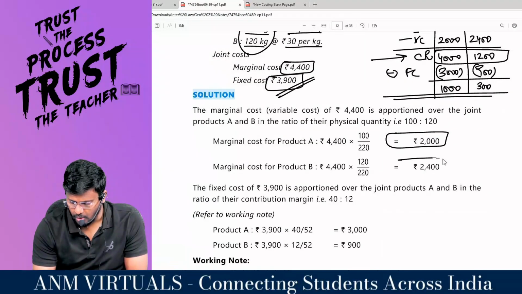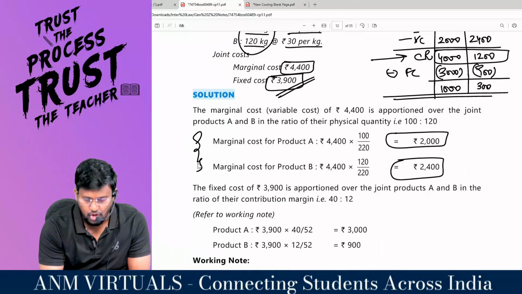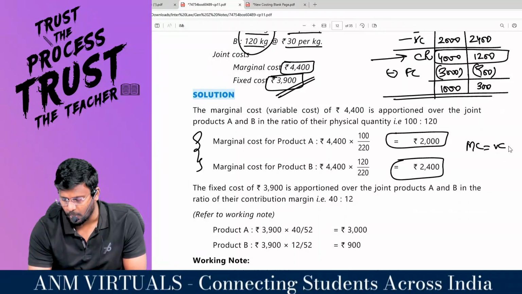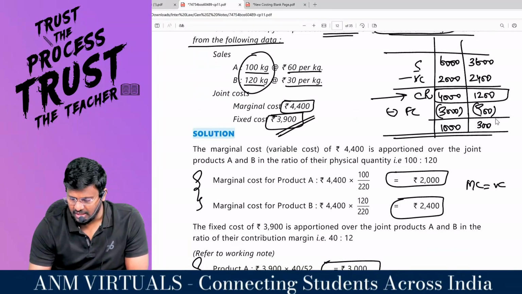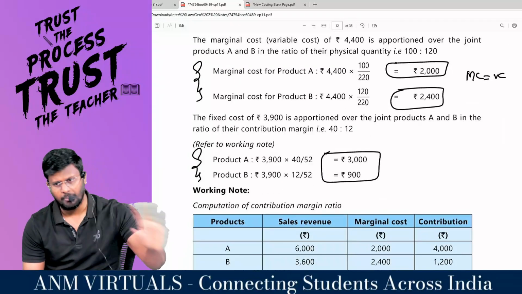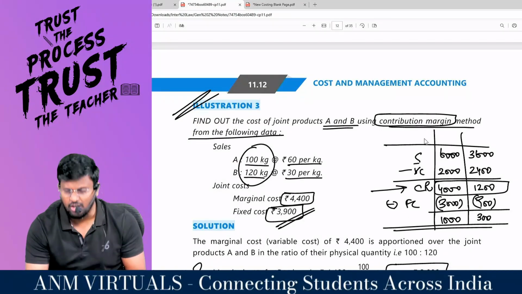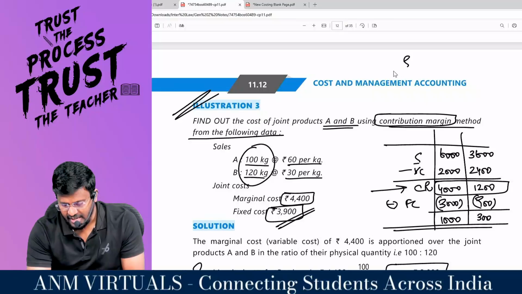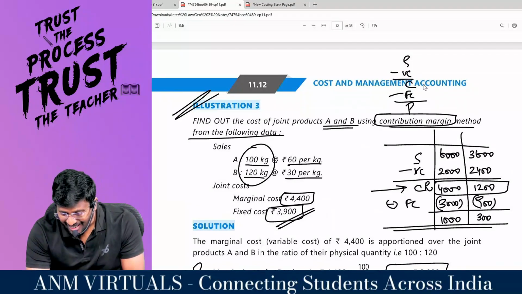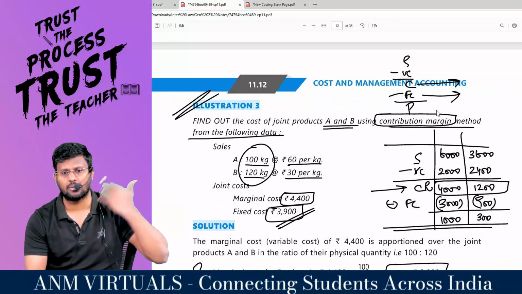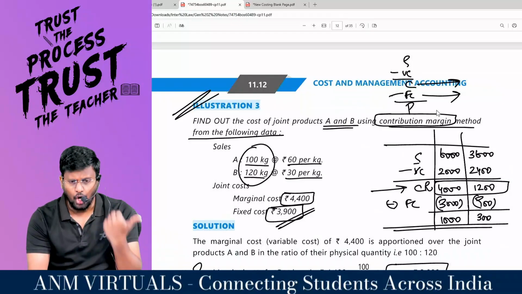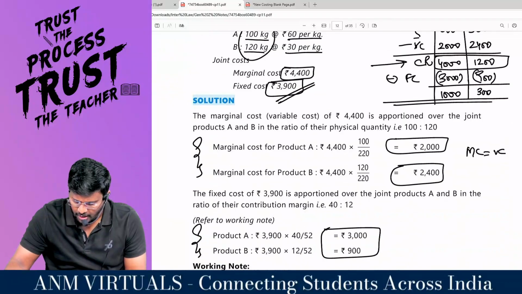Look here: 2000 and 2400 is nothing but marginal cost. Marginal cost is equal to variable cost. This 3000 and 900 is nothing but fixed cost. So it is very simple. What is the name of the method? Contribution margin method. Sales minus variable cost is contribution, contribution minus fixed cost is profit. First find the contribution, and based on that contribution, apportion the fixed cost. That's it, game over.